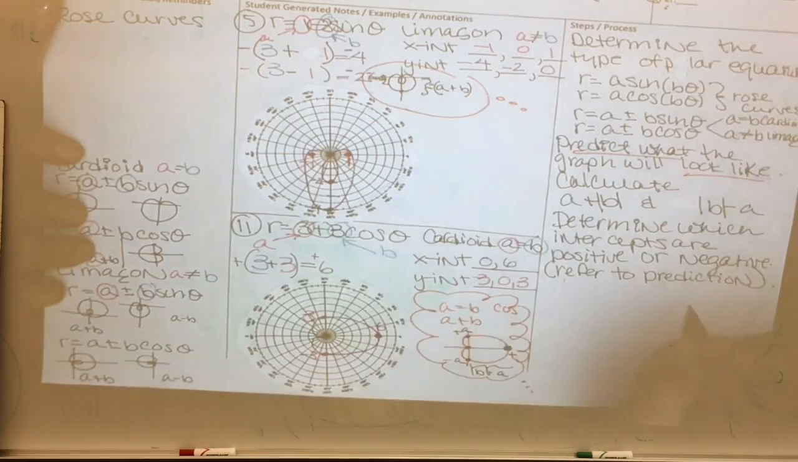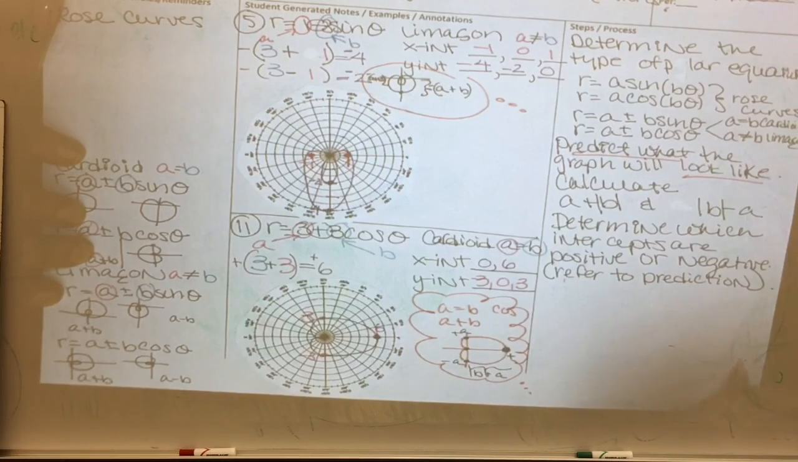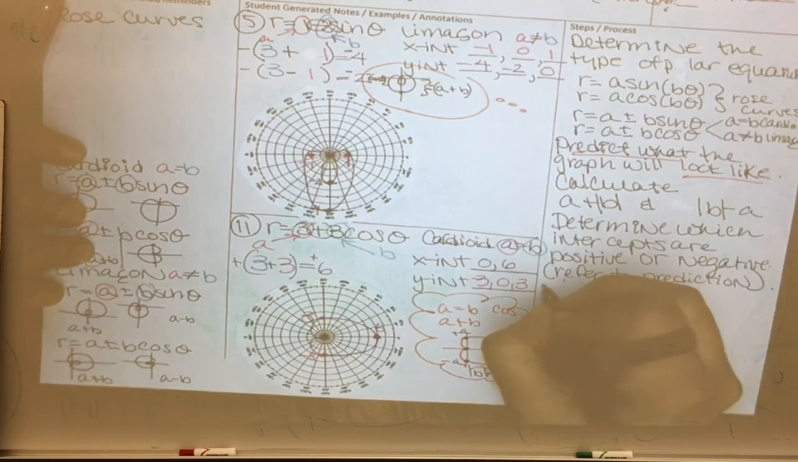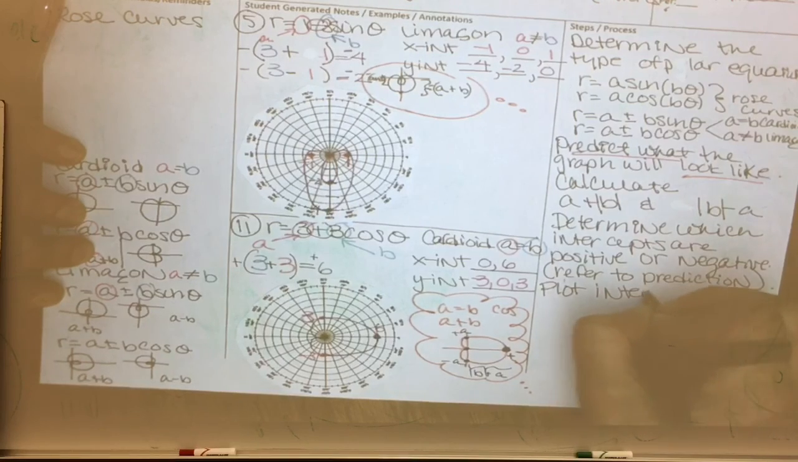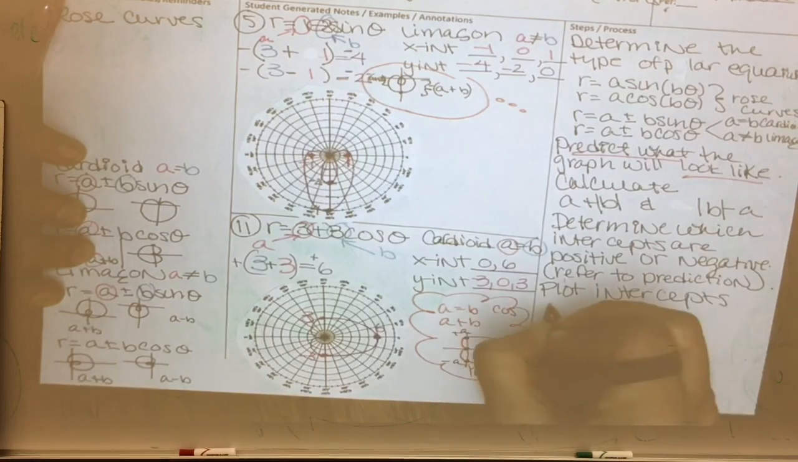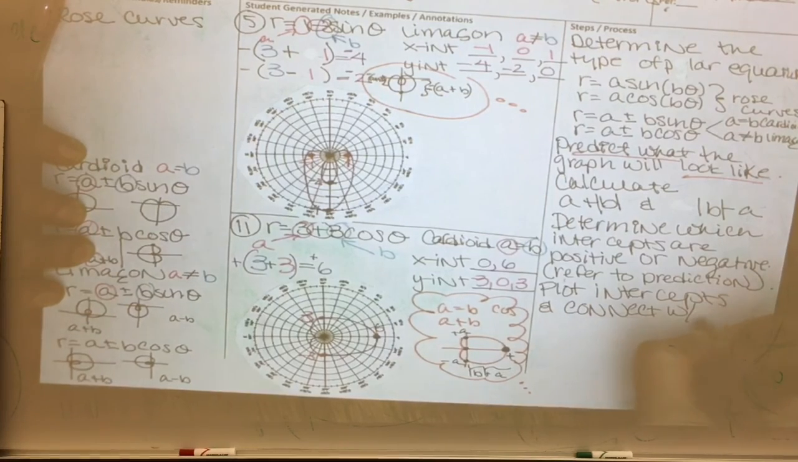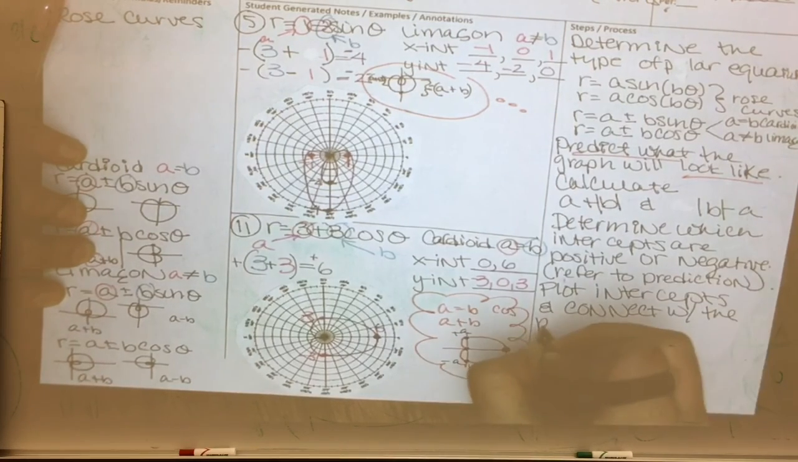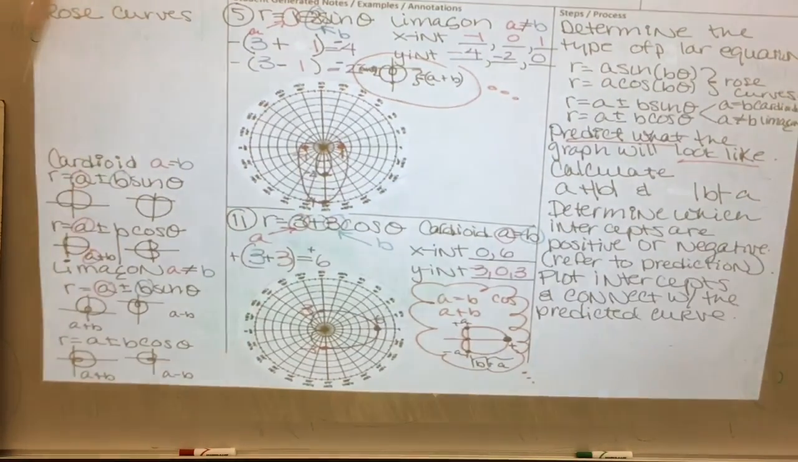And then I substitute my values in for A and B. Then I plot them and connect with the predicted curve. Okay? Is that kind of okay?